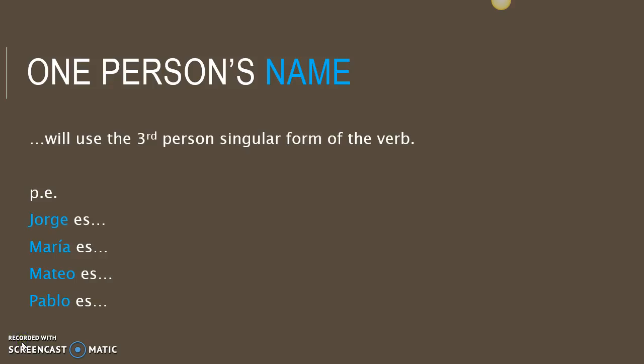Let's take a look at some examples of subjects that can be used with verbs that are not subject pronouns. When your subject is one person's name, you will use the singular third person form of the verb ser. Por ejemplo, Jorge es. Maria es. Mateo es. Pablo es.